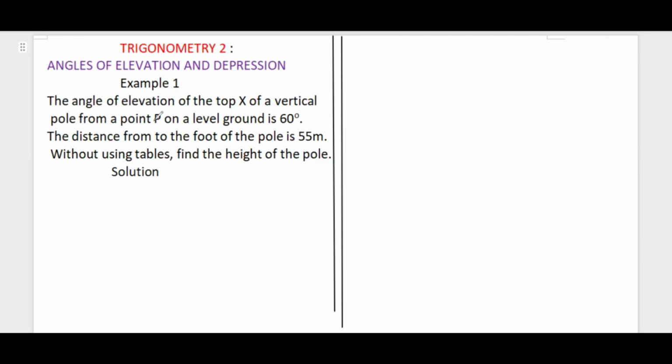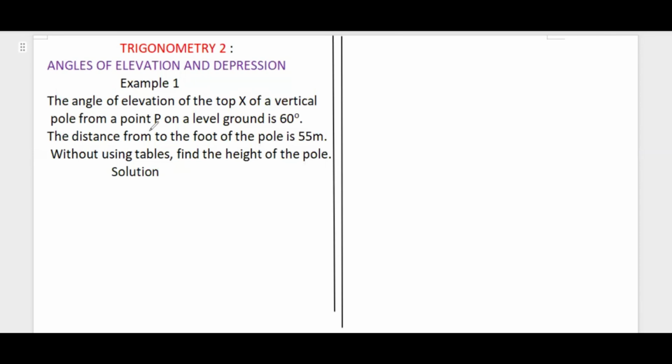So I want to quickly say every aspect of elevation and depression entails drawing right triangles. If you look at what we have, the angle of elevation of the top X of a vertical pole from a point P on the level ground, we begin to argue: does this angle belong to top X or to point P? They say angle of elevation of top X, but here they say angle from point P.